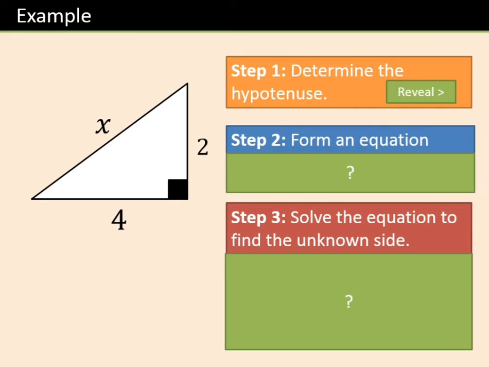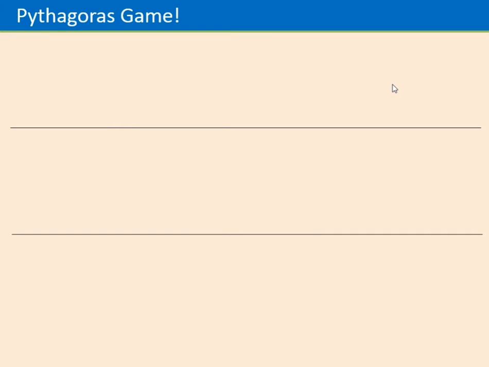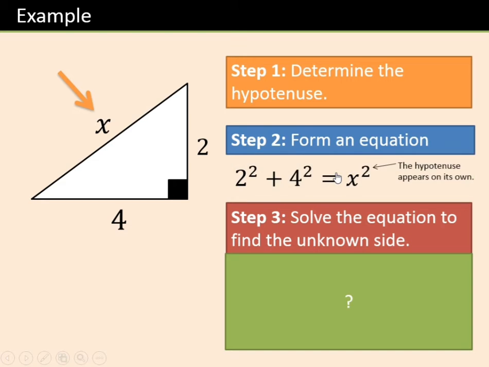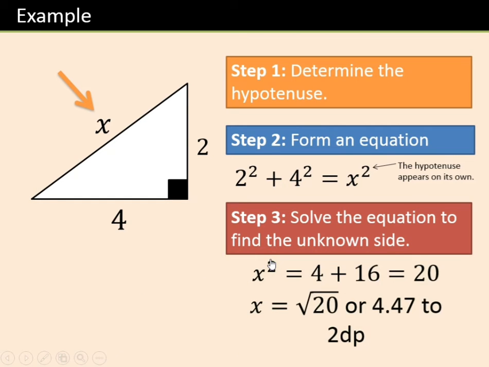So determine the hypotenuse. Which was my hypotenuse? Yeah, please make a note of this. That x is my hypotenuse, okay? So to form an equation, you'll be squaring the two smaller sides, or the shorter sides. So 2 squared plus 4 squared is x squared, okay? Now all you have to do is solve the equation. So 2 squared is 4, and 4 squared is 16. 4 plus 16 is 20.